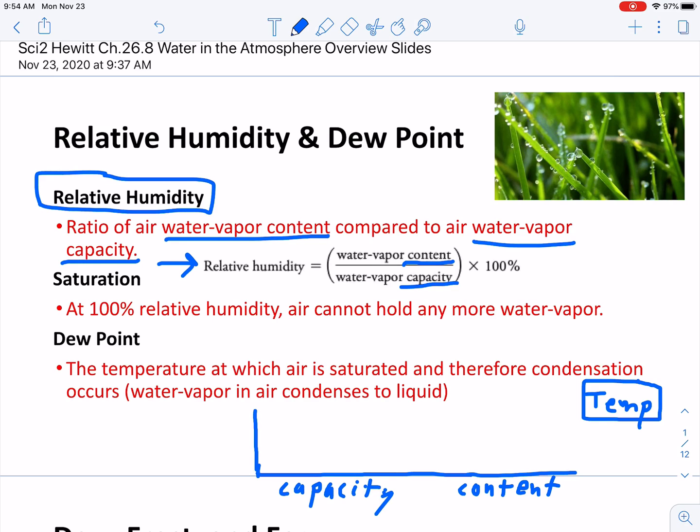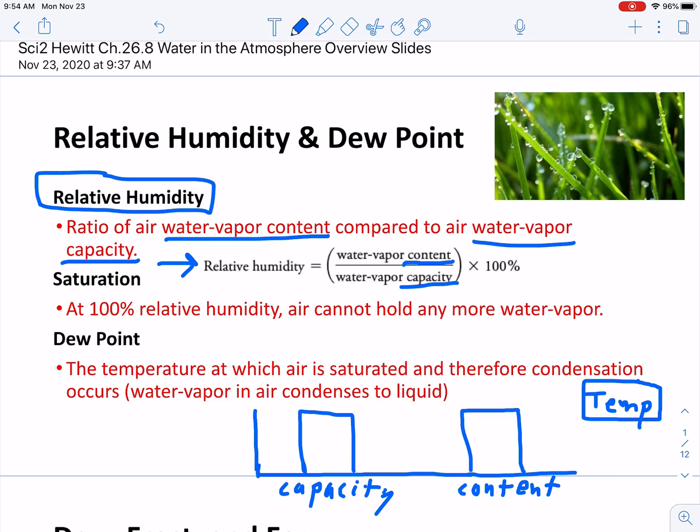And so if you think of it as a graph, which I've got drawn down here, there's a couple situations you could see. Most of the time, you've got a pretty high capacity, right? So let's say that's how much water the air could hold, and content is usually lower than that actual amount, right? But you do end up with some situations where here's your capacity, and the content exactly equals it.